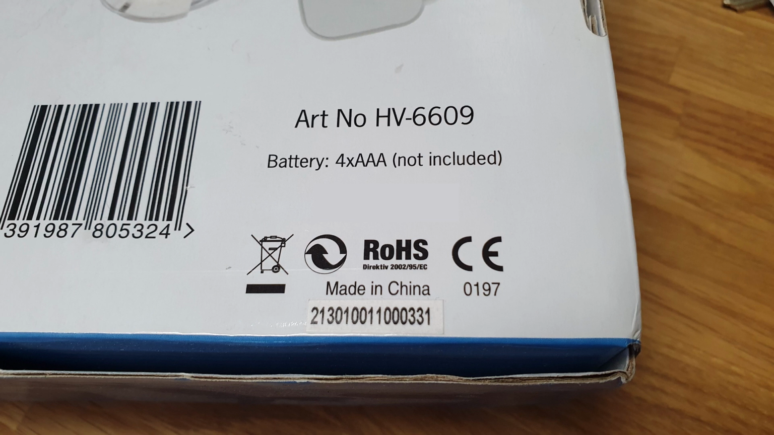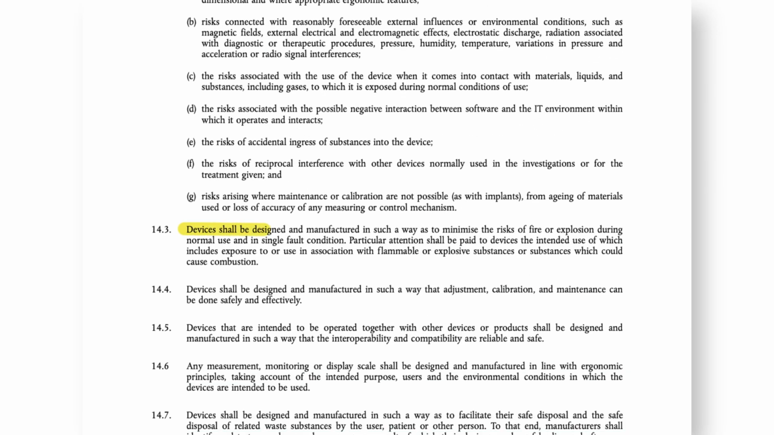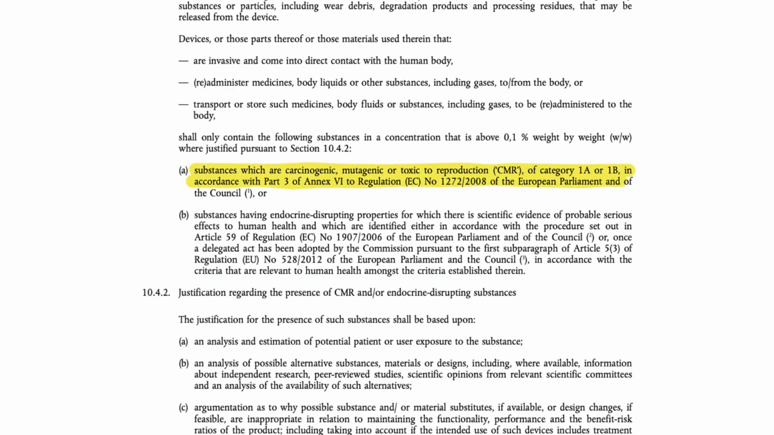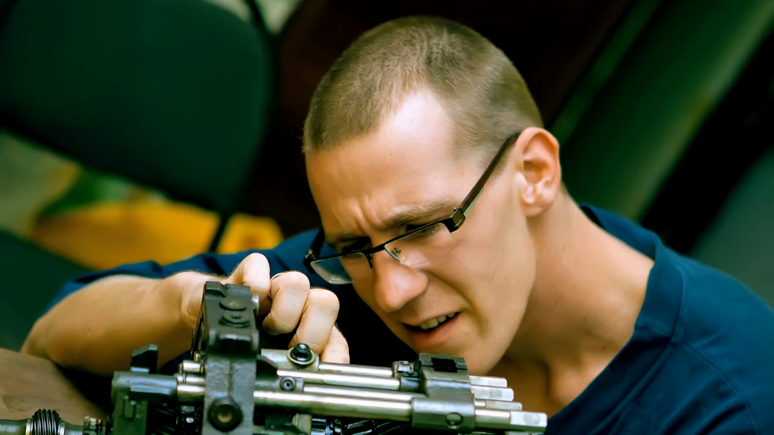Here are a few interesting requirements under the GSPR. You need to write the words "medical device" on the label or use a symbol from a harmonized standard to indicate this. There are, for example, requirements regarding flammable or explosive substances that you can find under 14.3 in the GSPRs. There are actual limits for some harmful substances like carcinogenic or mutagenic substances under 10.4.1. Another example is that devices shall be designed and manufactured in such a way that adjustment, calibration, and maintenance can be done safely and effectively.